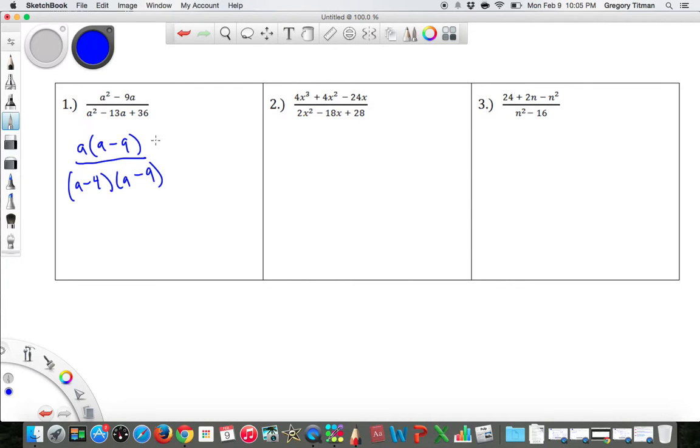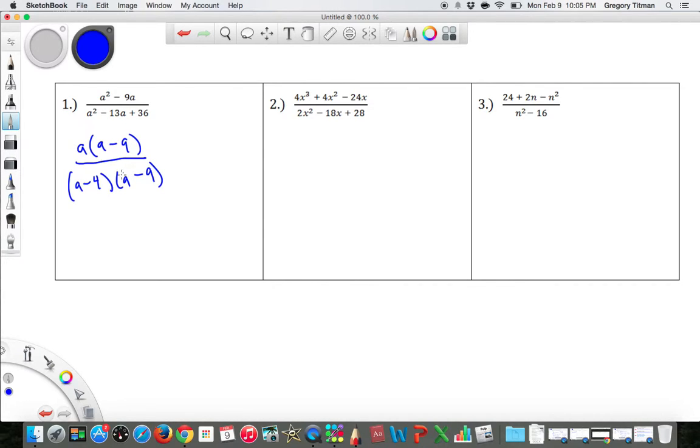If you don't see that, or if you forget that, that's fine. If you list all the factors of 36 and figure out which one has a sum of negative 13, you're going to get the same thing, but it is a little bit of a shortcut. If you get something like this here, try a minus 9 as one of the two factors down here, because if it isn't, then this won't be able to be simplified.